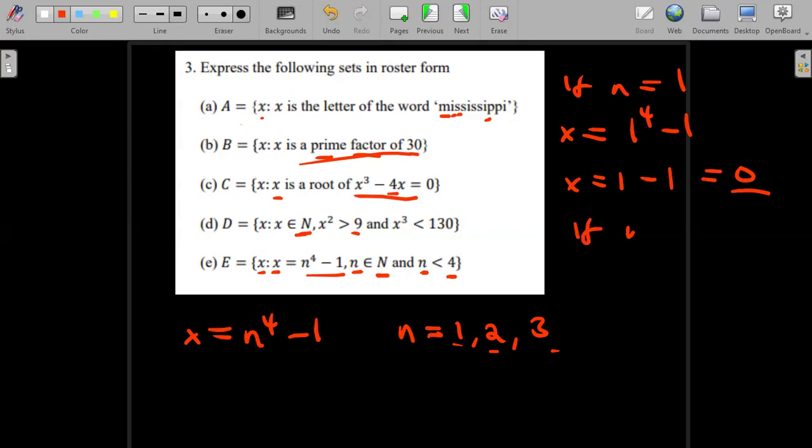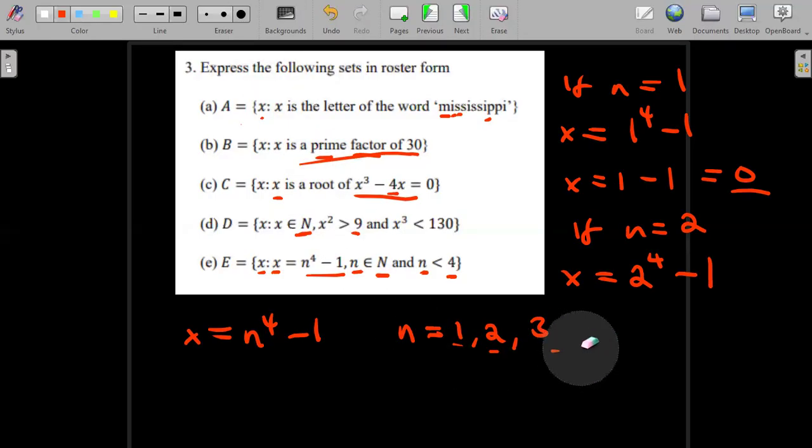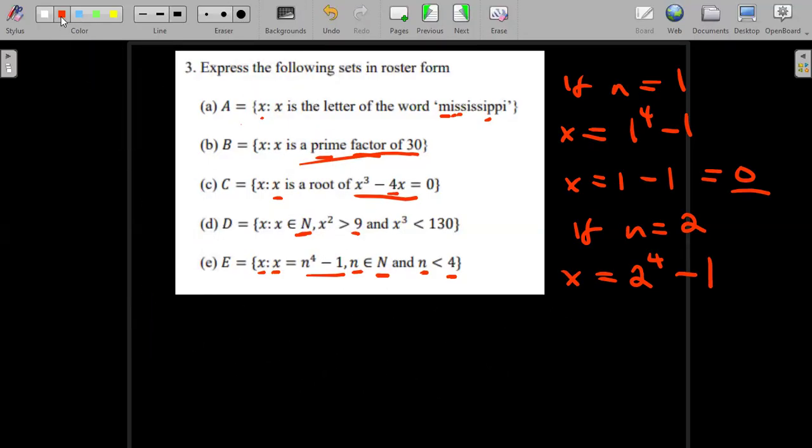Then if n is equal to 2, let me replace. So I have 2 to the power 4 minus 1. So what am I going to get when I replace that? What is 2 to the power 4? 2 to the power 4 is just 16, and I have minus 1. 16 minus 1 gives me 15. So 15 is my second value.